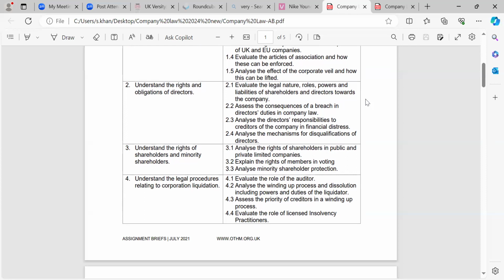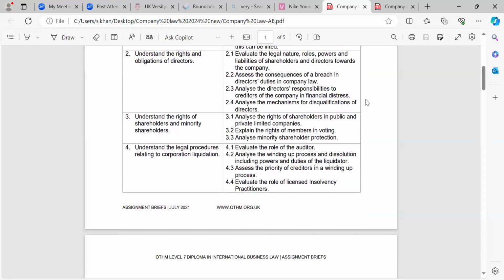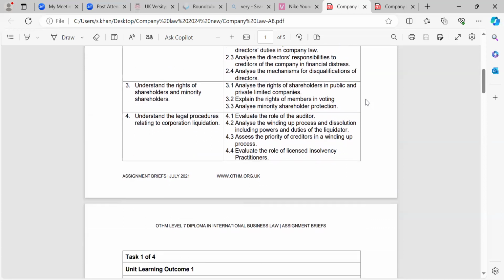We also looked at learning outcome 2, which was to understand the rights and obligations of directors. We looked at 2.1, which is to evaluate the legal nature, roles, powers and liabilities of shareholders and directors towards the company. 2.2 is to assess the consequences of a breach in directors' duties in company law. 2.3 is to analyse the director's responsibilities to creditors of the company in financial distress. 2.4 is to analyse the mechanisms for disqualification of directors. We then went on to learning outcome 3, which is to understand the rights of shareholders and minority shareholders.